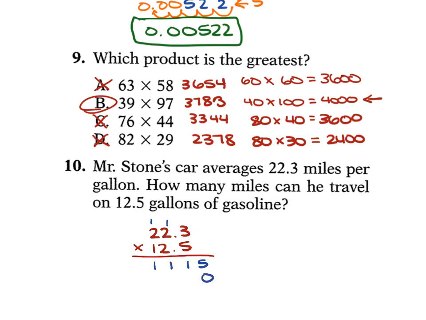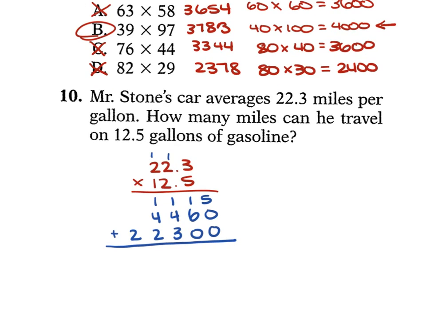We move to the 2, so we put a 0 down. 2 times 3 is 6. 2 times 2 is 4. 2 times 2 is 4. We move to the 1, so we put 2 zeros down. 1 times 3 is 3. 1 times 2 and 1 times 2 are both 2.